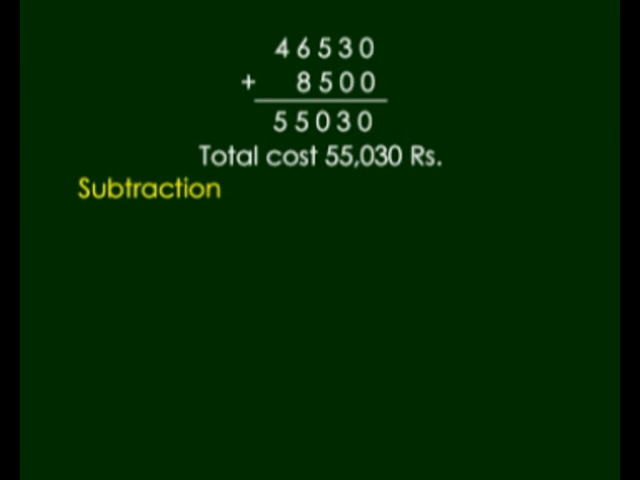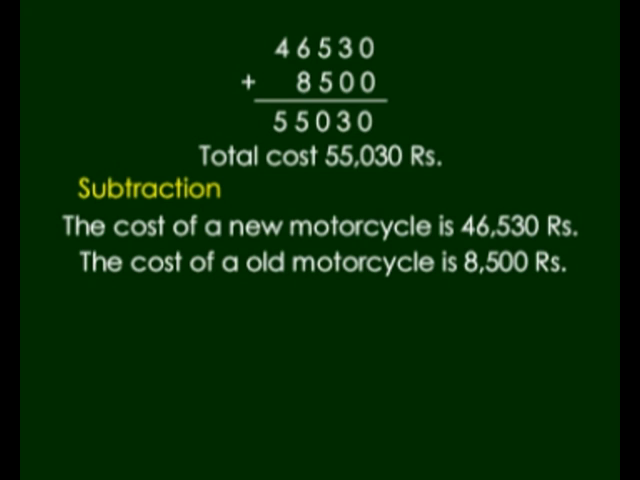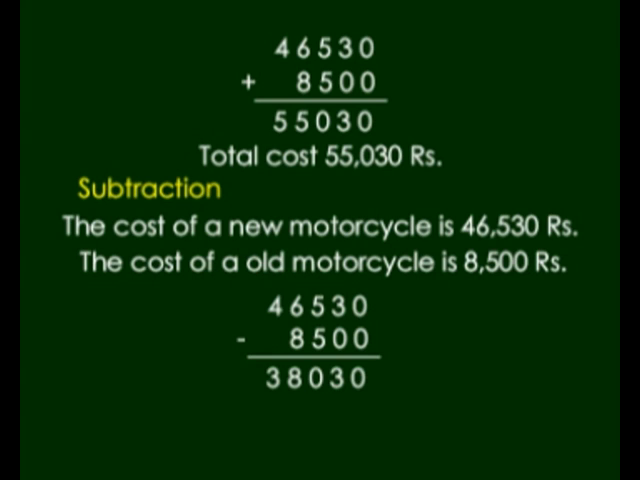Now let's make the sum of subtraction. The cost of a new motorcycle is 46,530 rupees. Cost of an old motorcycle is 8,500 rupees. What is the difference between the costs of the two motorcycles? 46,530 minus 8,500. Answer is 38,030 rupees.